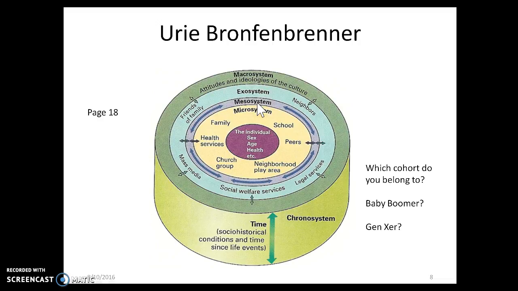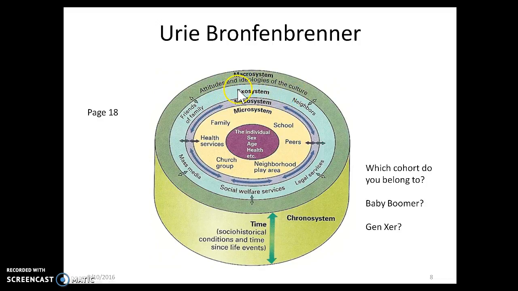Mesosystem means interactions between two or more microsystems. So the best example of this is, does your family go to your school events? So how does family and school interact with back to school nights and open houses and things like that? Do your friends live in the same neighborhood as you? Do you have access to friends in your neighborhood? So that's mesosystem.